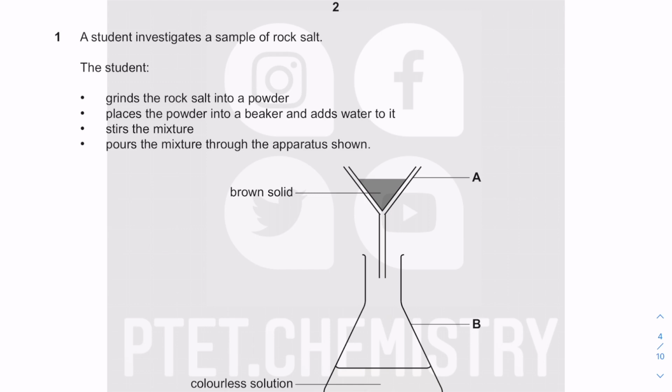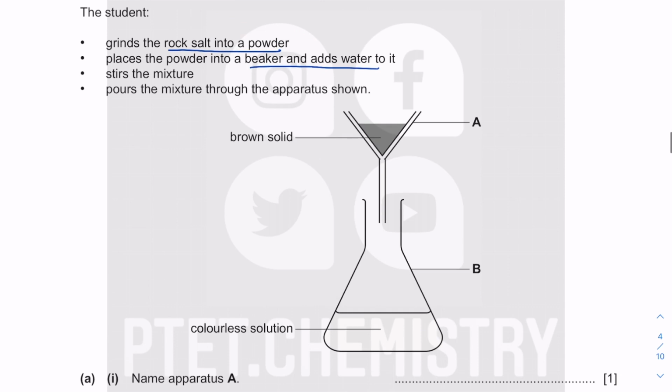Okay, so in this question we have a student who investigates a sample of rock salt. The student grinds the rock salt into a powder. Grinding means breaking it up into smaller pieces, very small pieces, powders. You place the powder in a beaker and add water to it, and then stir the mixture. So we apply some force and stir the mixture to try and mix it, and then we pour the mixture through the apparatus shown.